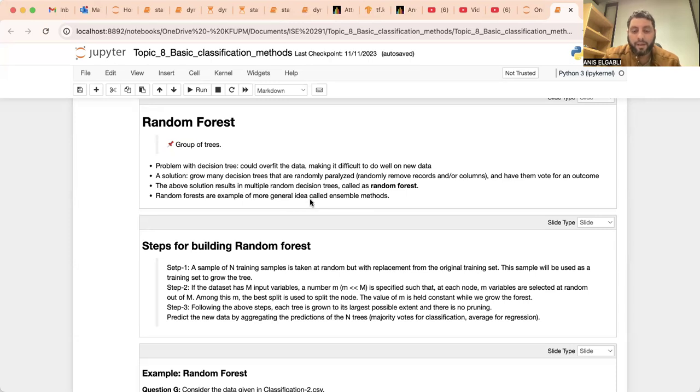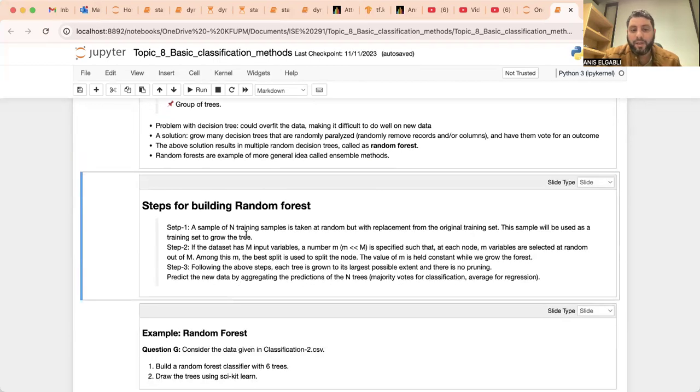Random forest is a method under the umbrella of ensemble methods. Ensemble methods do not rely on one model in order to make a decision. They rely on the idea of building different models and then doing some aggregation of the output of those models in order to make a final decision. The aggregation could be majority voting for a classification problem, for example, or averaging for a regression problem.